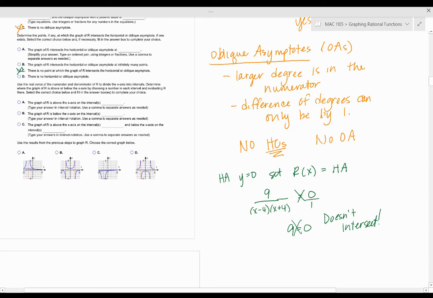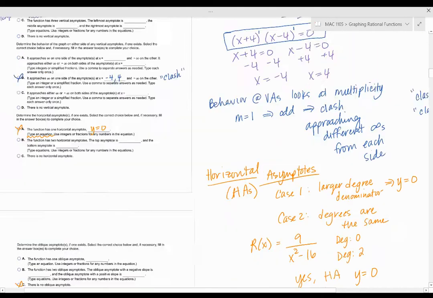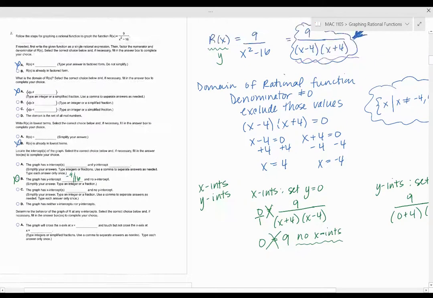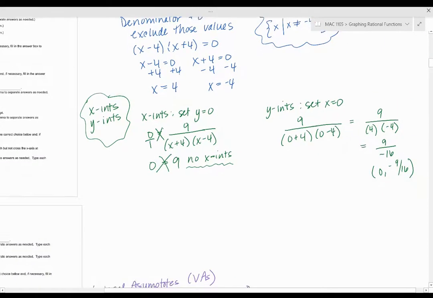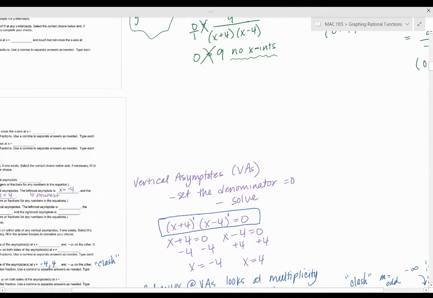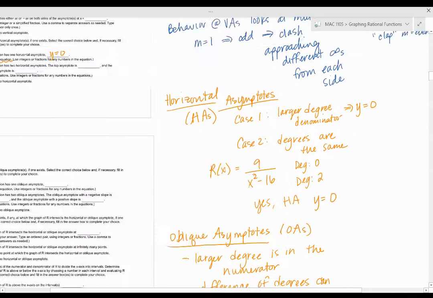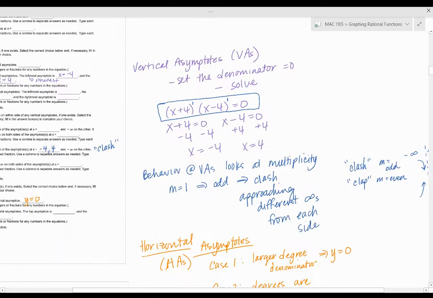All right, next part says use the real zeros of the numerator and the denominator of R to divide the x-axis into intervals. Determine where the graph of R is above or below the x-axis by choosing a number in each interval and evaluating R there. Select the correct choice below and fill in the answer box or boxes to complete your choice. Okay, so the real zeros are the same thing as our intercepts. So let's go back and retrace our steps. When we were looking for the intercepts, we had no x-intercepts and we only had a y-intercept. It was negative 9 over 16.